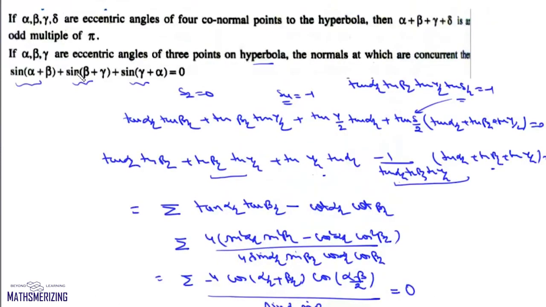So if alpha, beta, gamma are eccentric angles of 3 points on a hyperbola, the normals at which are concurrent, then sin alpha plus beta plus sin beta plus gamma plus sin gamma plus alpha must be 0.